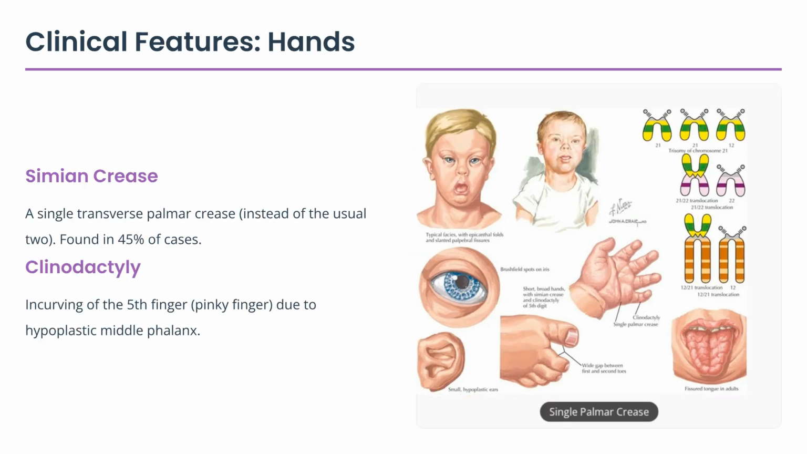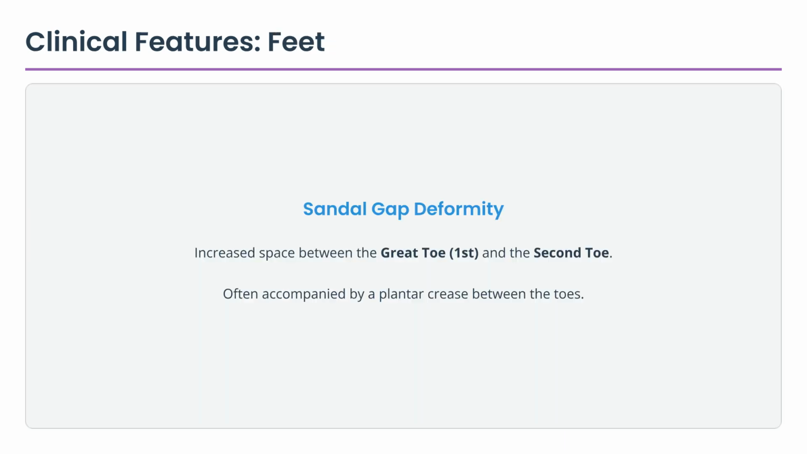Hand features include the simian crease, a single transverse palmar crease found in about 45% of cases. Clinodactyly is the incurving of the 5th finger. A notable foot feature is the sandal gap deformity, which is an increased space and often a plantar crease between the great toe and the second toe.